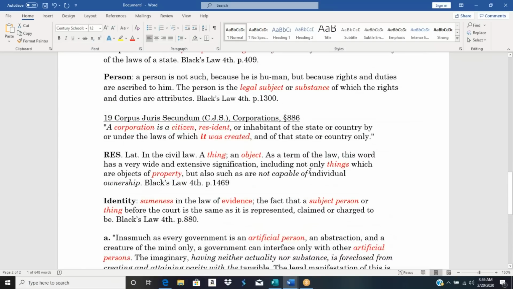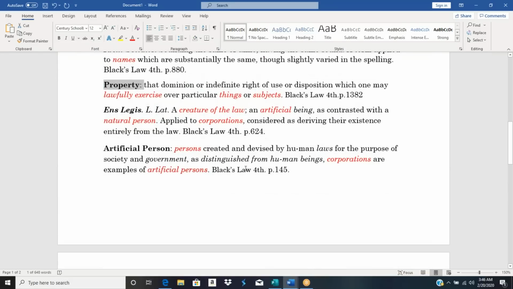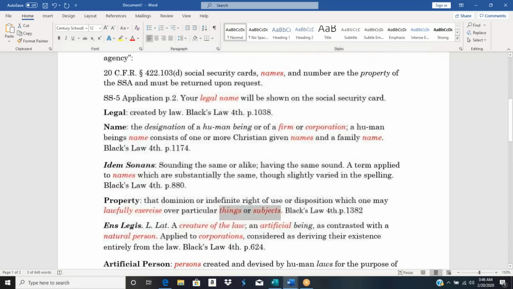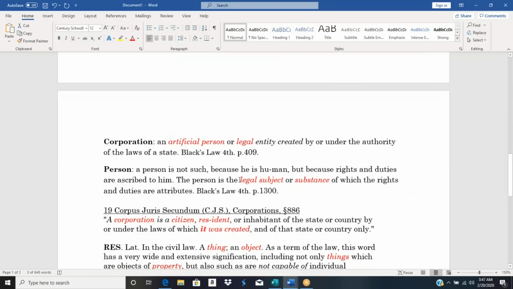Oh, before we do that, I want you to see this again. I'm going to go over this. Look, you notice the words here, identity. Sameness in law evidence the fact that a subject, person, or thing before the court is the same as represented to be. You notice that res is a thing or an object. You'll notice that property, right, is that dominion of use or disposition, which one may lawfully exercise over, look, particular things and subjects. All right? Remember the name, what? The person. Where's it at? What do I do with it? Person. Person is the legal subject. Legal, created by law, subject.